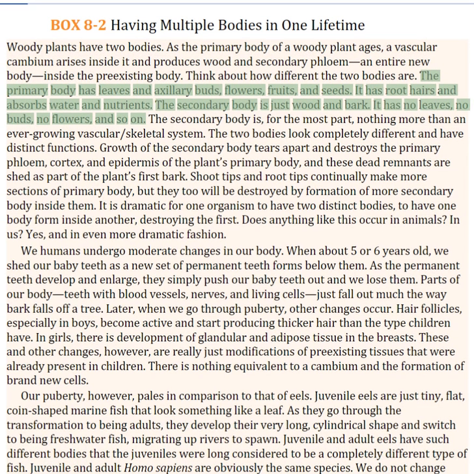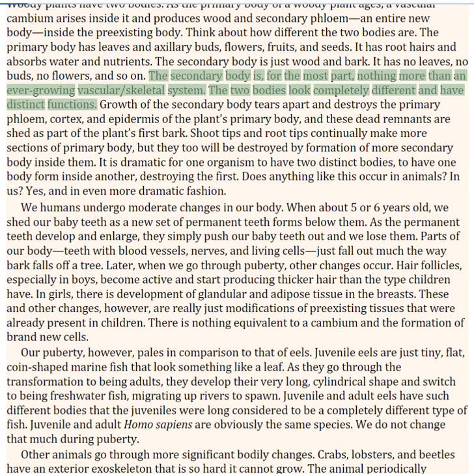The primary body has leaves and axillary buds, flowers, fruits, and seeds. It has root hairs and absorbs water and nutrients. The secondary body is just wood and bark. It has no leaves, no buds, no flowers, and so on. The secondary body is, for the most part, nothing more than an ever-growing vascular skeletal system. The 2 bodies look completely different and have distinct functions.